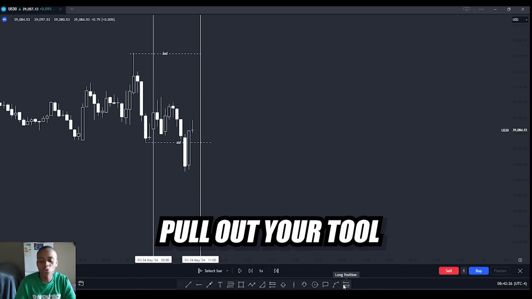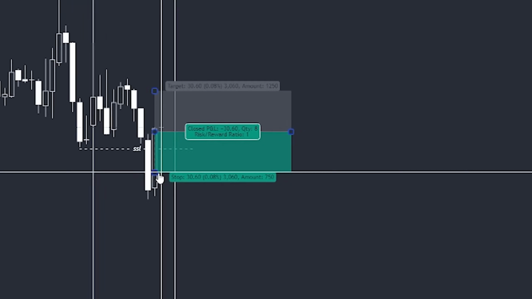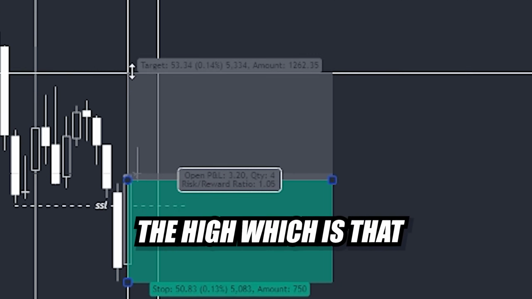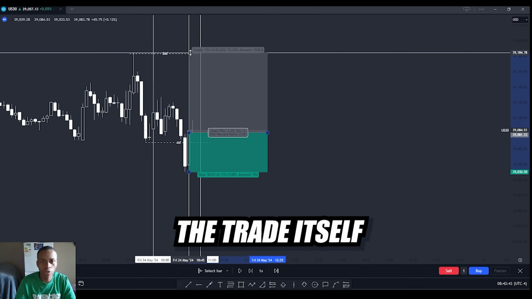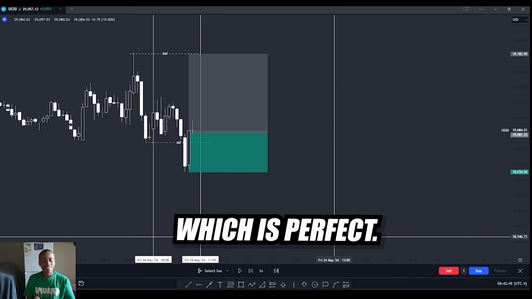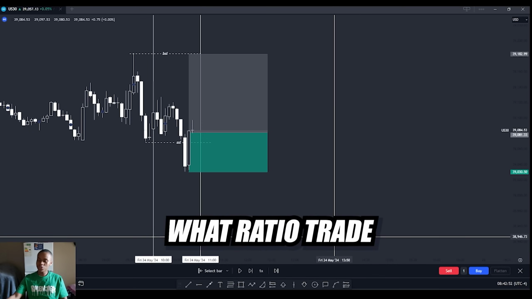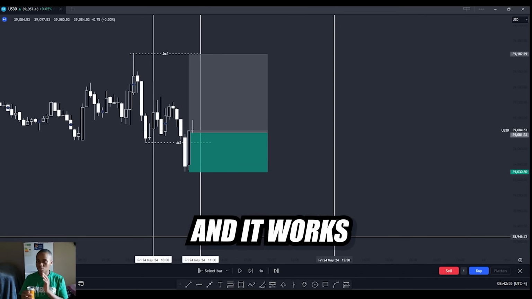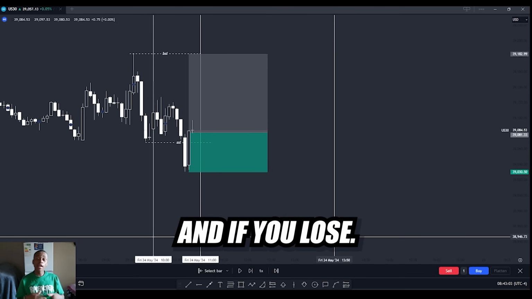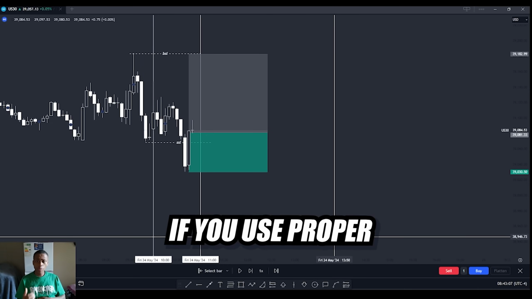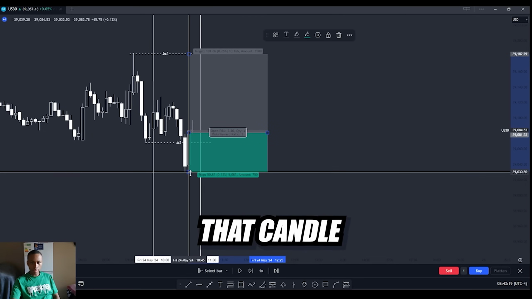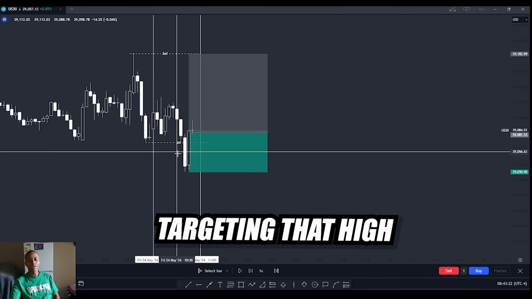Since this candle closes bullish, we're targeting the buy side liquidity, right? So you're going to pull out your tool and put a long position. You're going to be entering from there, putting your stop loss on that low right there and targeting the high, which is that buy side liquidity. The trade itself, as you can see, is a 1:2 risk to reward ratio, which is perfect. 1:2 risk to reward ratio trades are actually perfect, and it's what I suggest to people mostly, since it has a high win rate. And if you use proper risk management, you're going to lose less.